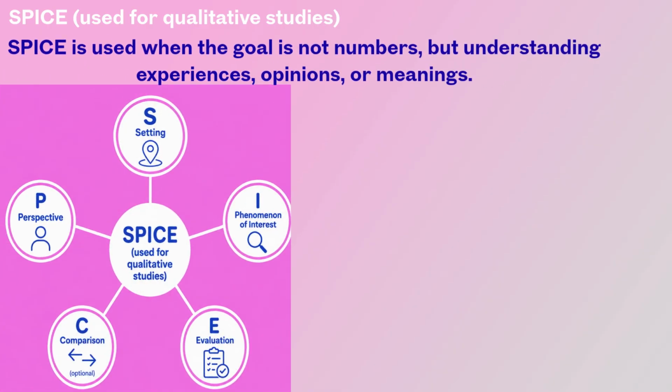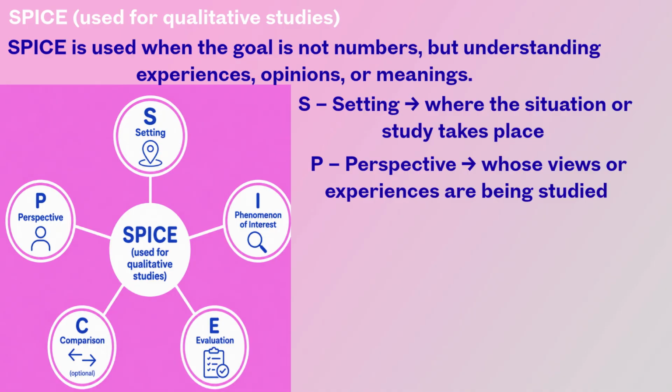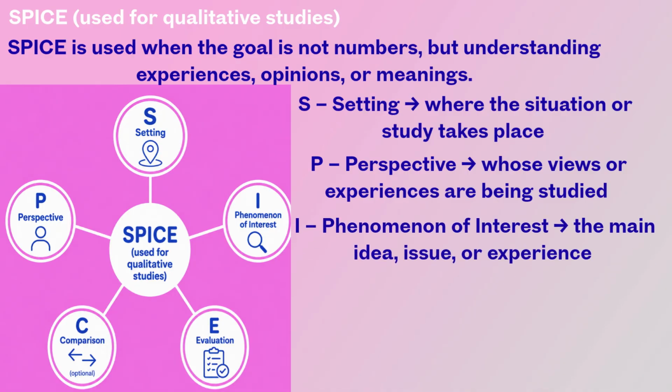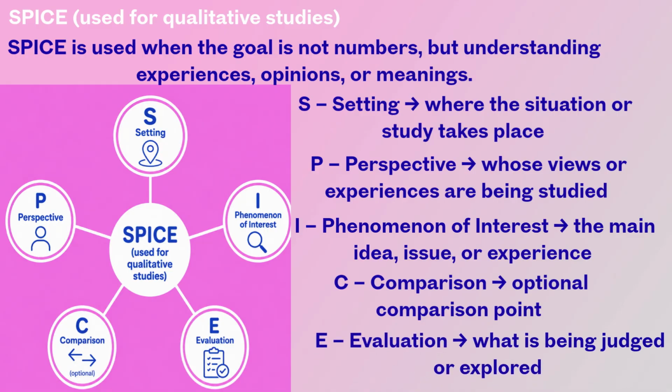SPICE, used for qualitative studies. SPICE is used when the goal is not numbers, but understanding experiences, opinions, or meanings. It stands for S, setting: where the situation or study takes place. P, perspective: whose views or experiences are being studied. I, phenomenon of interest: the main idea, issue, or experience. C, comparison: optional comparison point. E, evaluation: what is being judged or explored.